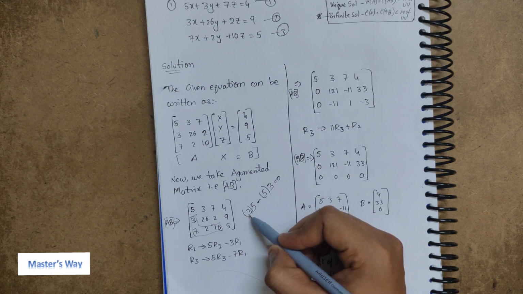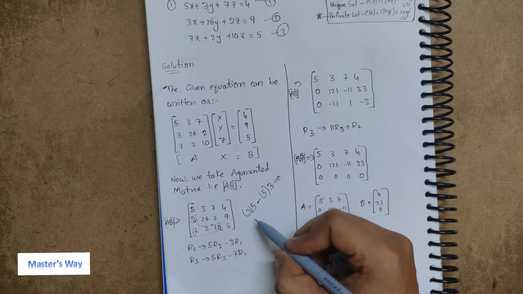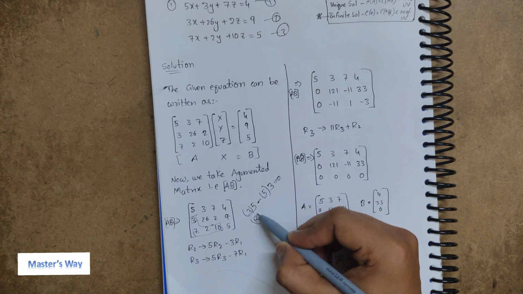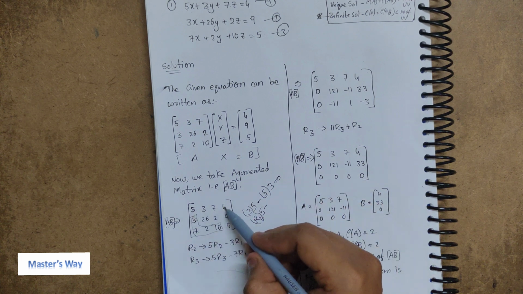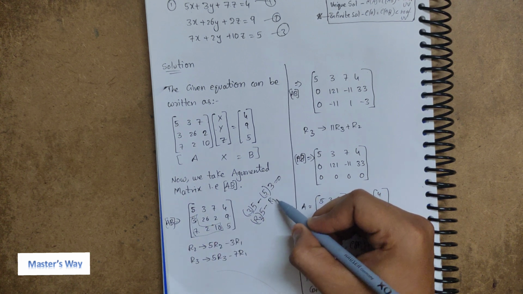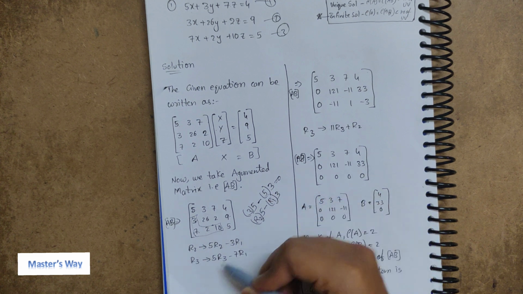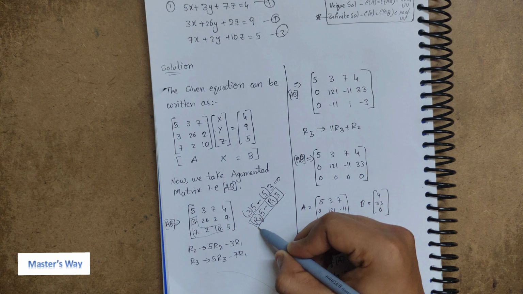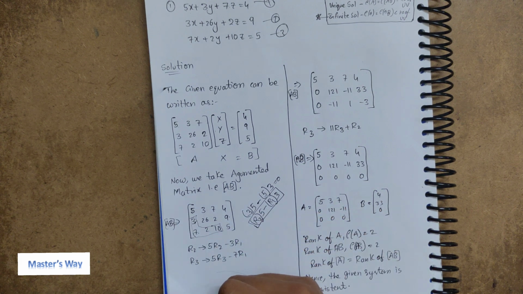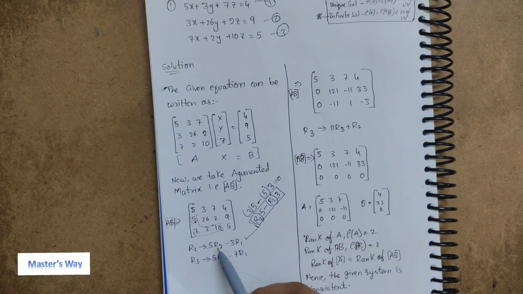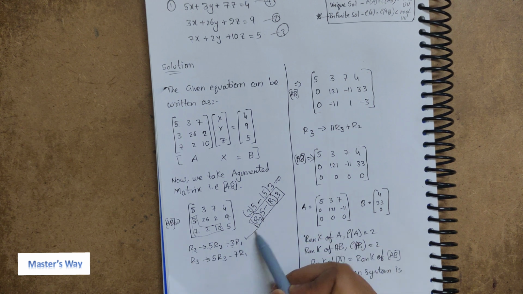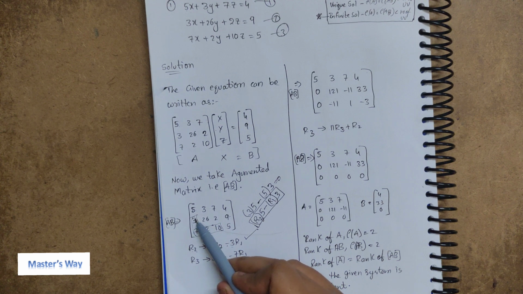So we will write the transformation as: 3 we have taken from R2. So first we will take R2, which should be multiplied by minus 5, and 5 we are taking from row 1, so we will take R1 and multiply by 3. So this will be our transformation to make this 3 a 0. You can observe here R2 tends to 5R2 minus 3R1. This is the transformation we need to use to make this 3 a 0. This is done.